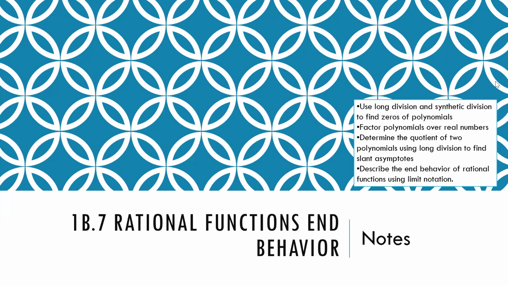Okay, so rational functions and end behavior is what we're going over. As you can see, in our objectives, we're gonna have to recall some stuff. Long division, synthetic division. These are things that we did in Algebra 2. Factoring polynomials. And then we're gonna talk about determining the quotient of two polynomials. So dividing. And then describing our end behaviors from there, okay? Here we go.